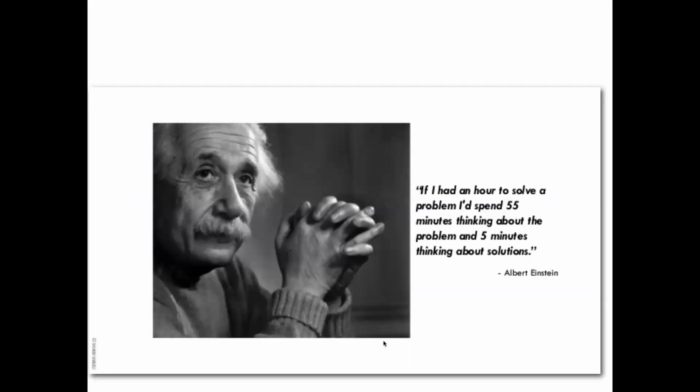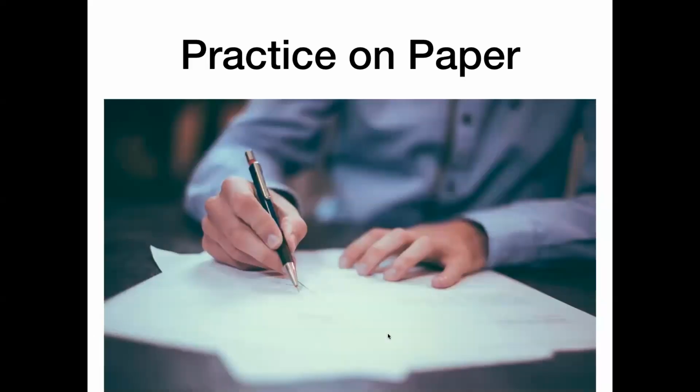All right. Einstein said that if I had an hour to solve a problem, I would spend 55 minutes thinking about the problem and 5 minutes thinking about the solutions. This is also true with algorithms. When we work on algorithms, we want to do a few things first. We want to practice this on paper. What does that mean?